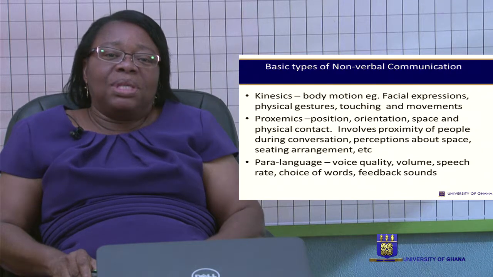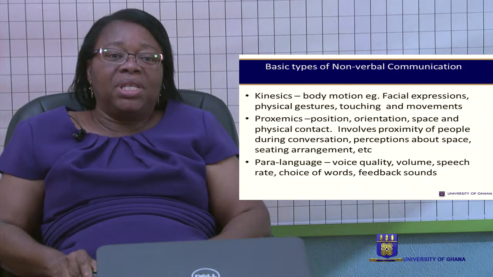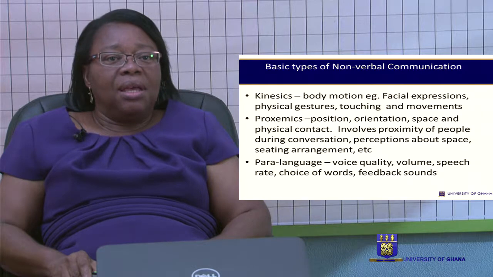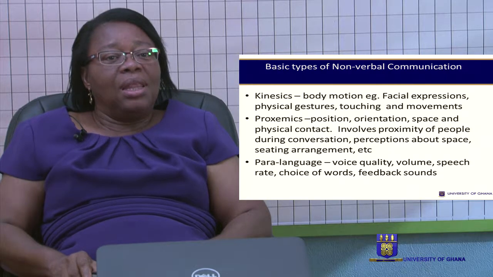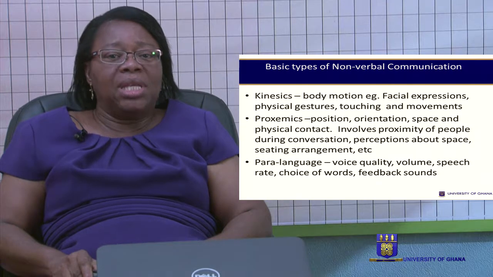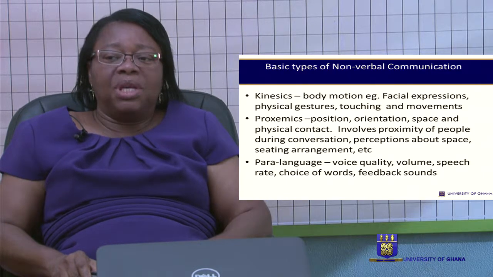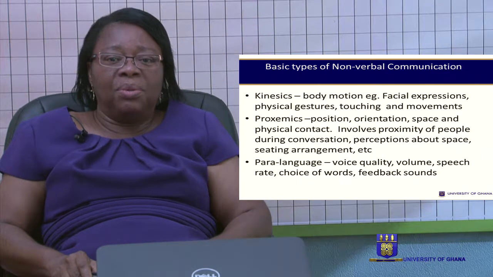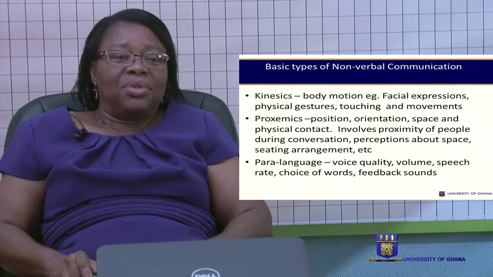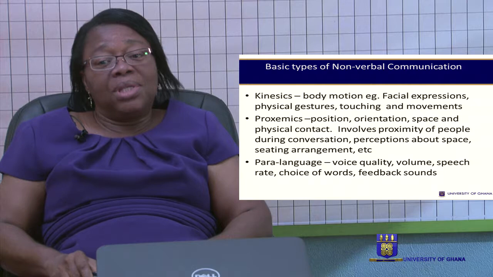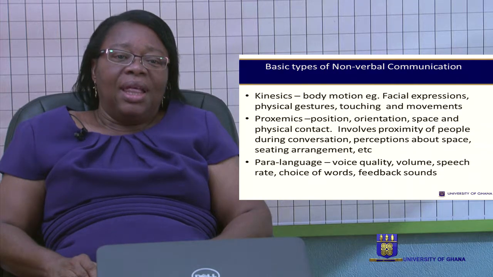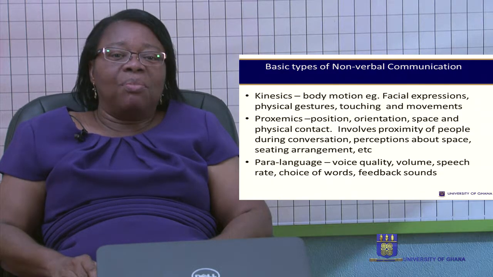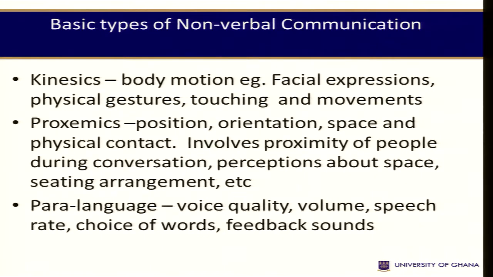So we have the kinesics, which is the body motion and the facial expressions, your physical gestures, the way you throw your arms or your limbs about, your touching and your movements, the proxemics, which is the position or your orientation, your space that you give people, especially when they visit you. Maybe you put them straight or beside you in a comfortable chair, so you talk to the person. Then you've closed the space, so it's more intimate. Then your physical contact. Then, of course, your paralanguage, the voice quality, the volume, the speech, the choice of words, the feedback sounds.